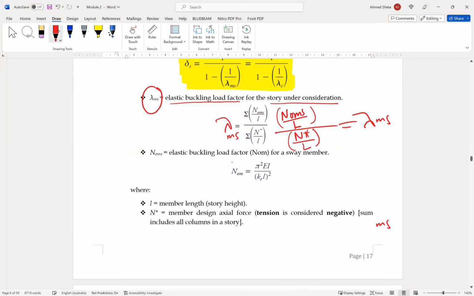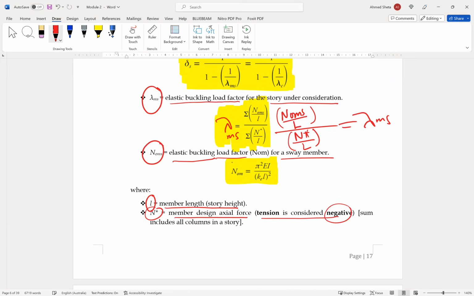As you know, N_oms is the elastic buckling load factor for a sway member, which equals pi squared EI over K L all squared, where L is the member length or story height, and N star is the member design axial force. Tension is considered as negative. And the sum includes all columns in a story.